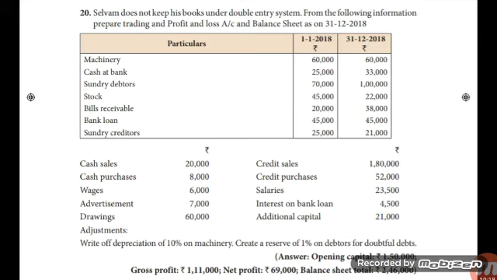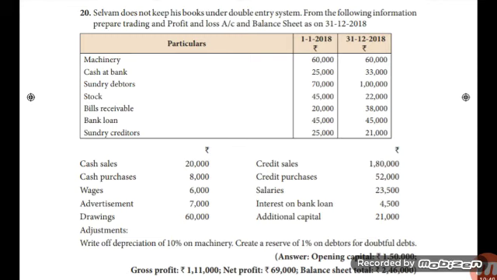Next, exercise 20. Selvan does not keep his books under double entry system. From the following information, prepare trading and profit and loss account and balance sheet as on 31st December 2018. Children, opening capital is not given. So our first step is opening statement of affairs. Draw the statement and write the title. In the books of Selvam, statement of affairs as on 1st January 2018.